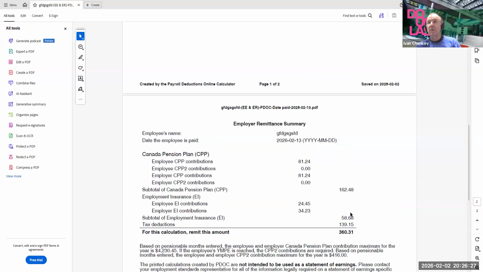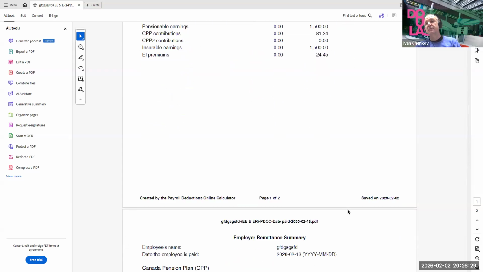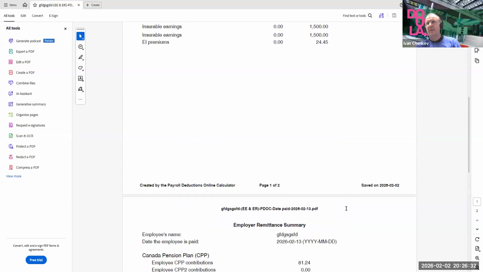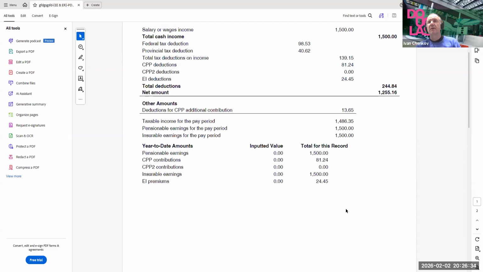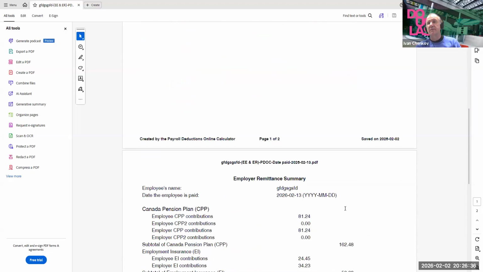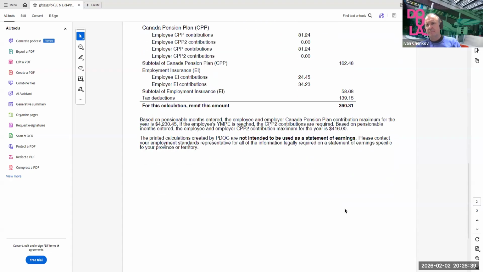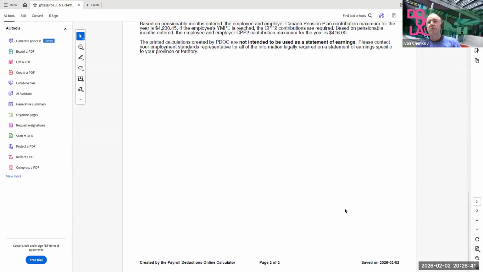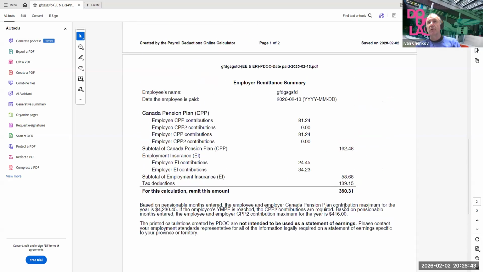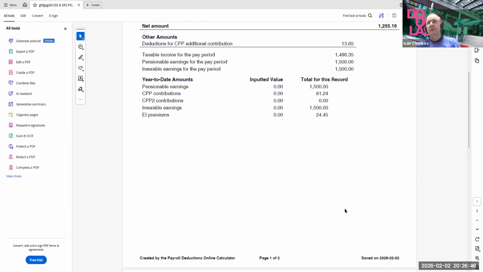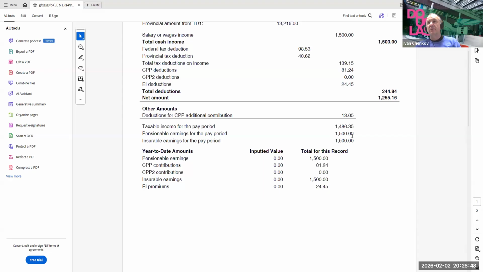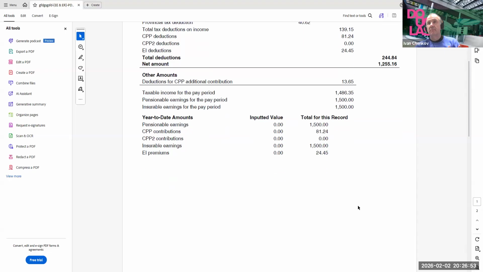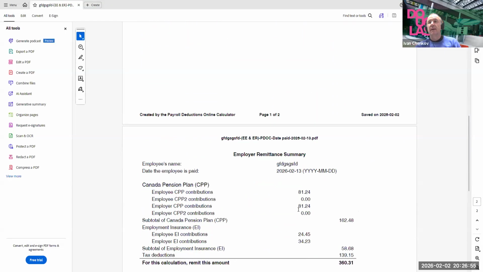On top of, so no, sorry, that's not on top, but that's how much I have to pay to the government. So now the question at this point is, for me as an employer, how much is my total cost? My total cost is $1,500 plus $81.24 plus $34.23.